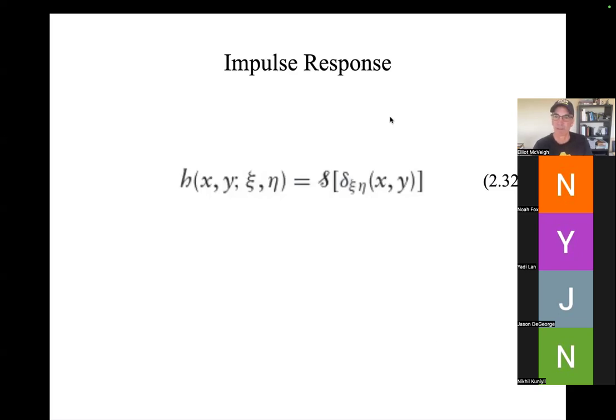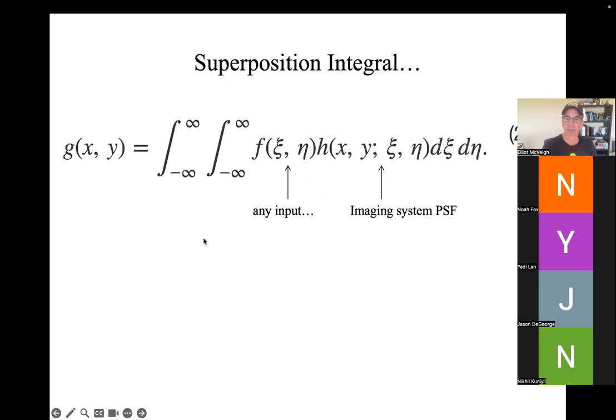Here, I have a delta function as my object. I've got my little bead and I'm going to put it into my imaging system. When I image it, what I find is my impulse response function, or point spread function. And if I do that for each value (x,y) of where that delta function is, then I can map out all of these different impulse response functions.